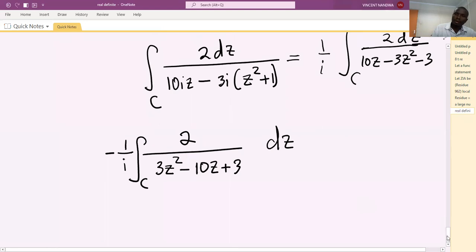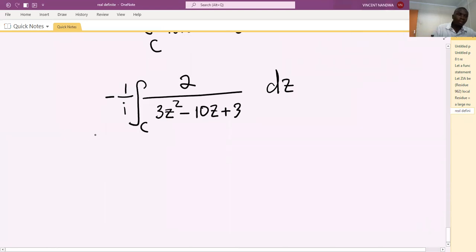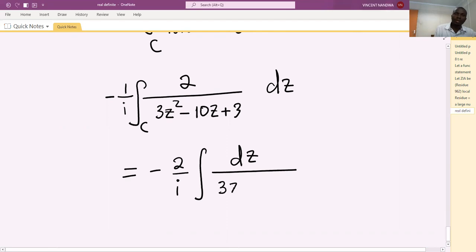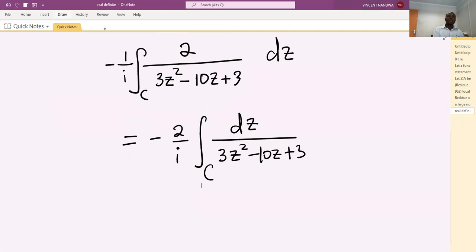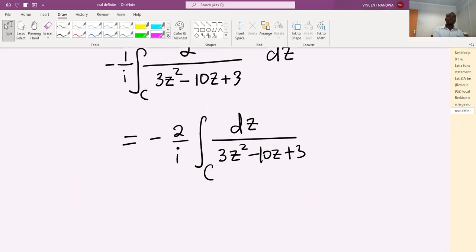Here, I can also factor out 2. So I write this as negative 2 over i times the integral of dz over 3z squared minus 10z plus 3 as my integral. So we concentrate on the value of this integral.